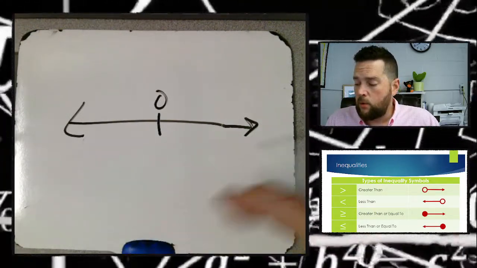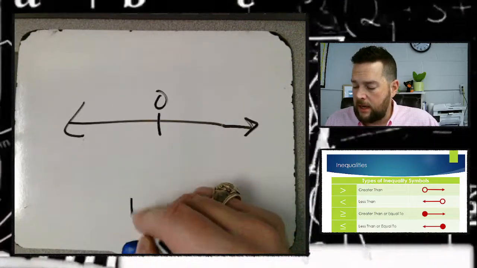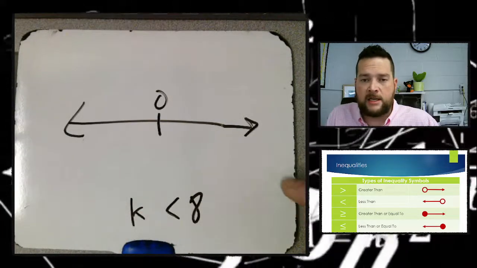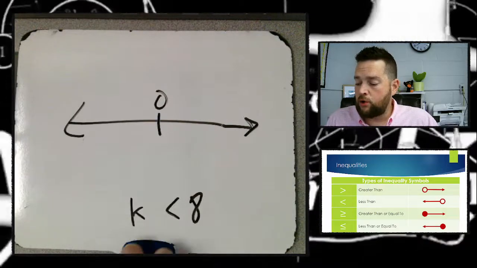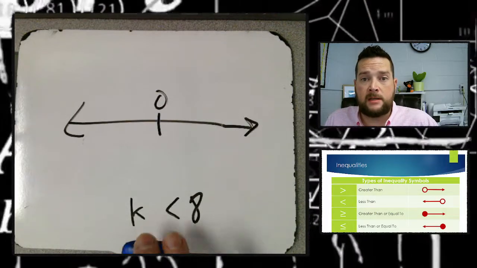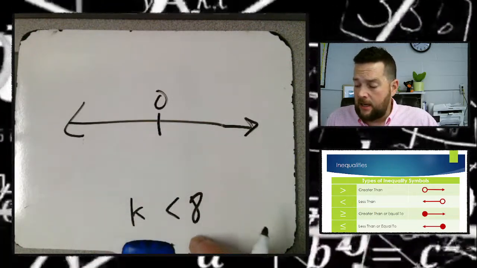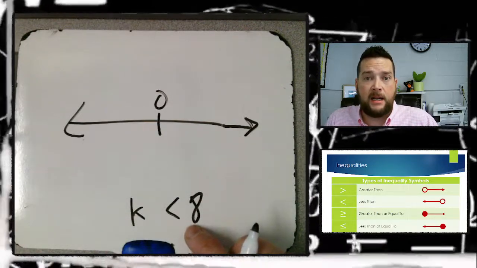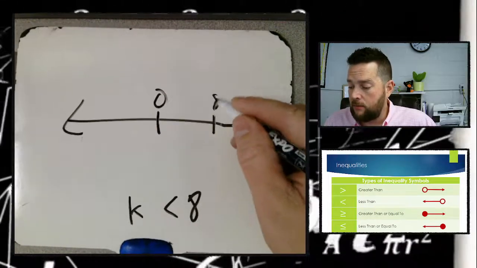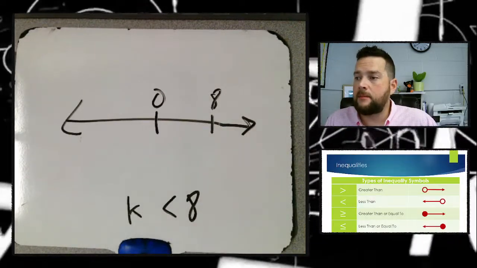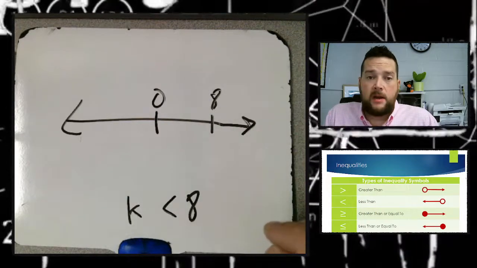All right? So we had on this one, I think it was k is less than 8 was the last one, so let's just use that one. We're just going to graph this inequality. First thing, we start with the number line. Second thing, we're going to plot 8 on the number line, the answer or the solution. All right? We're going to plot 8 on the number line.